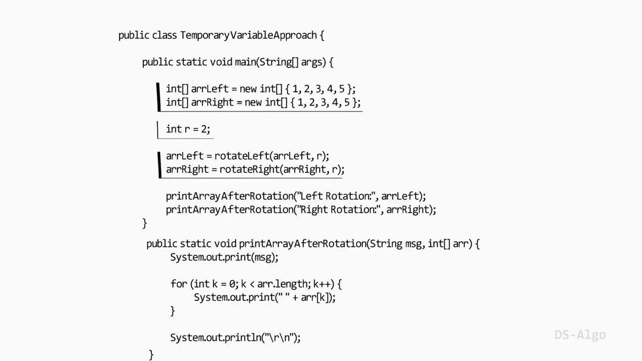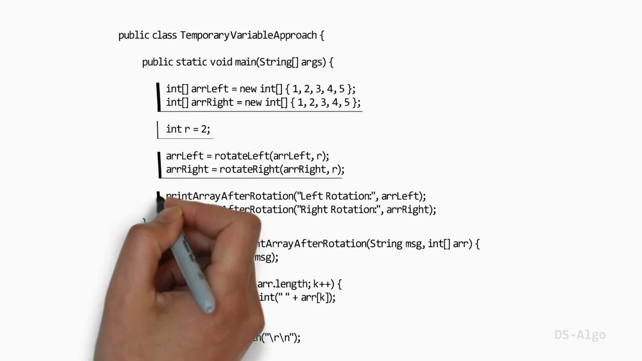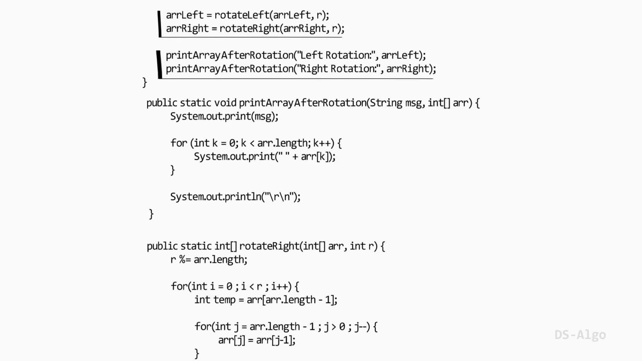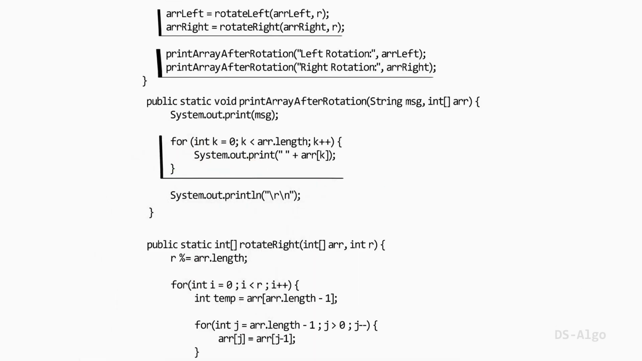These are the function called to the actual implementation of the algorithm and assigning the result array to its initial array. This function is used to print the array after rotation. This for loop print each array's element one by one.